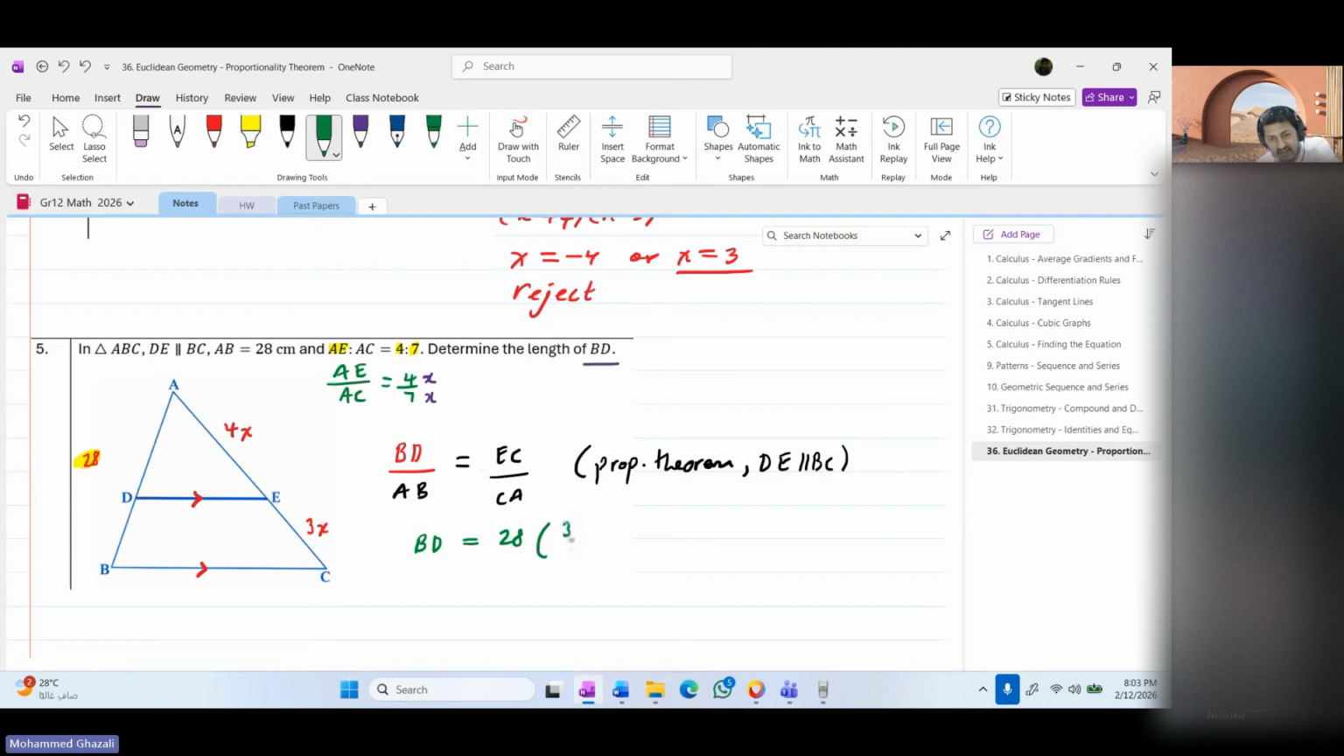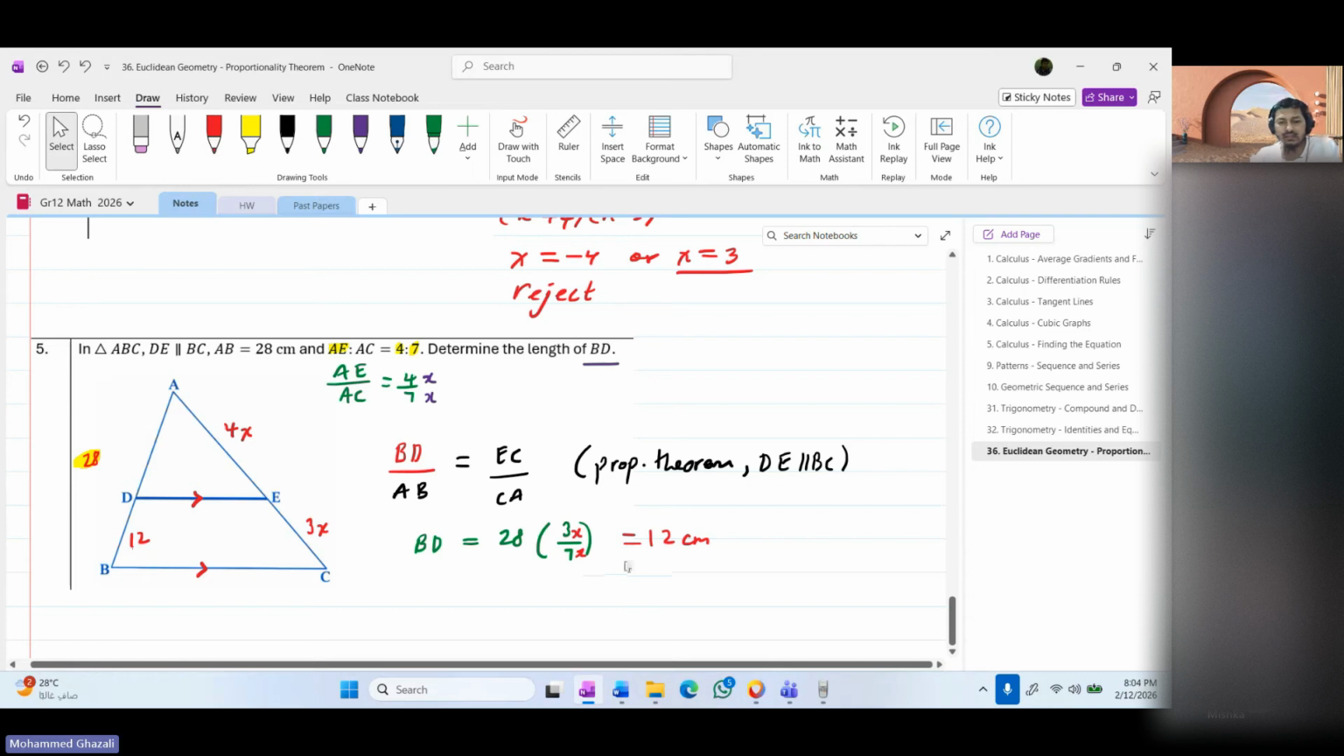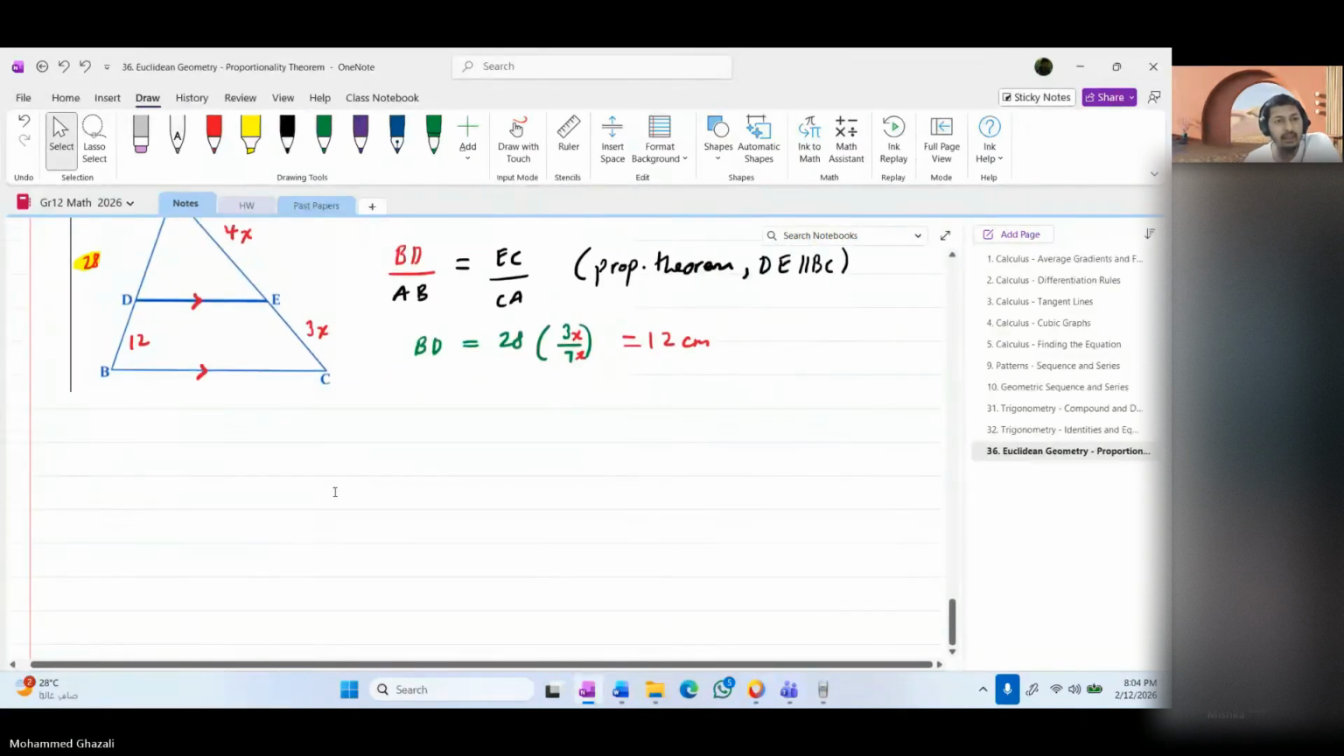So 3 over 7. If you're writing 3x over 7x, no issues. You can write that down, but the x's cancel out. So 28 divided by 7 is 4. 4 times 3 is 12 centimeters. Okay, so what's the length of BD? 12. Right, so I hope you guys understood that. 12 centimeters. Next problem.